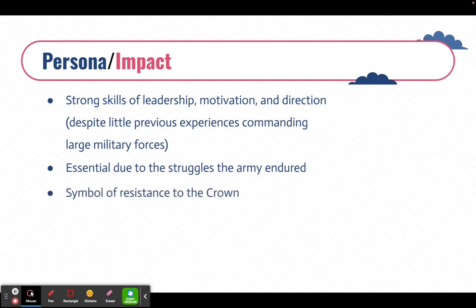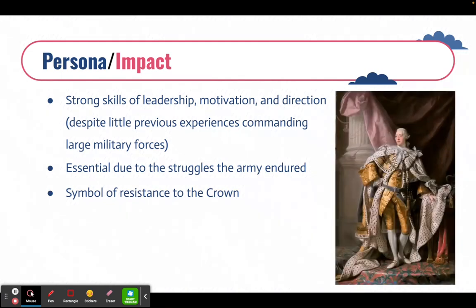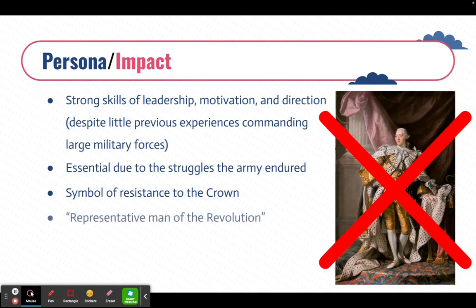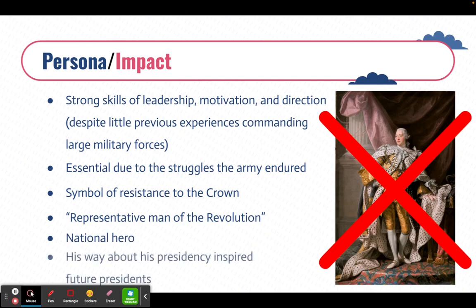George Washington was also seen as a symbol of resistance to the British Crown. He was the representative man of the Revolution and also seen as a national hero. George Washington's way about his presidency also inspired future presidents. For example, he declined to serve a third term, which set a precedent for future U.S. presidents.